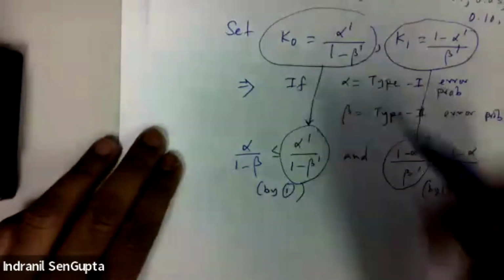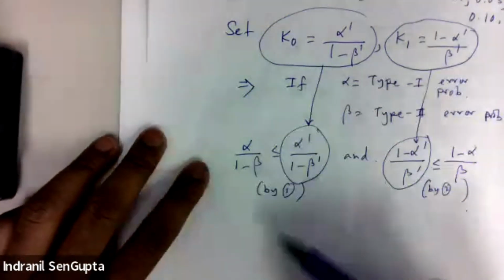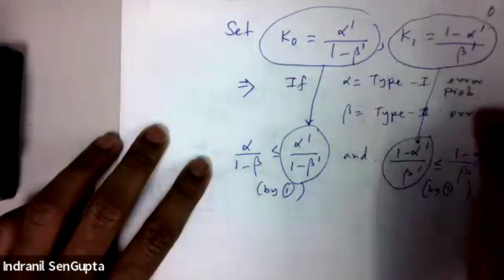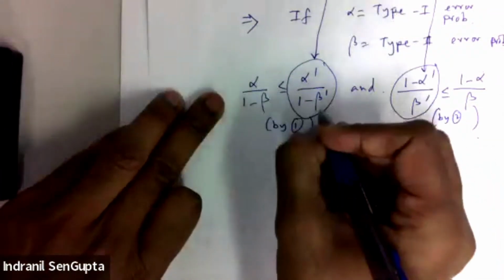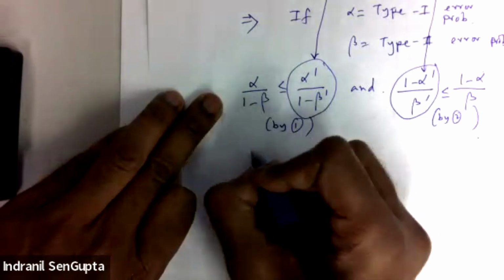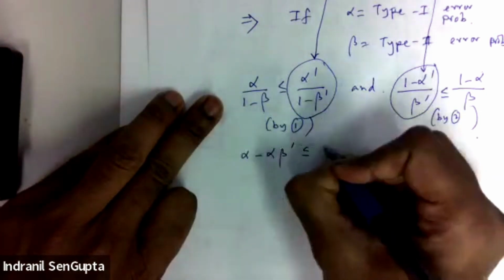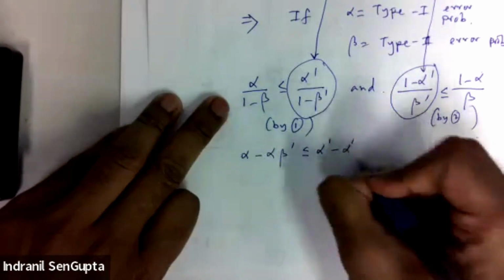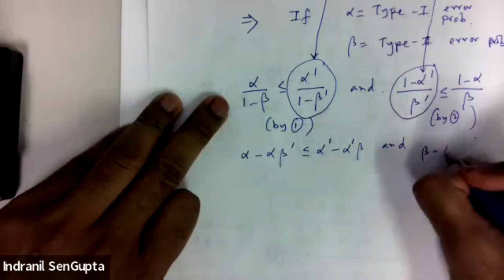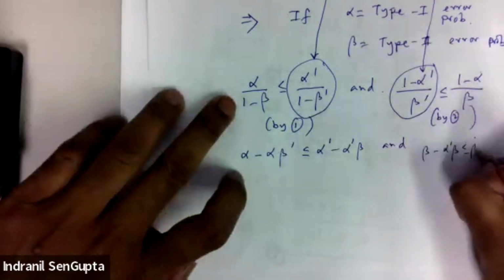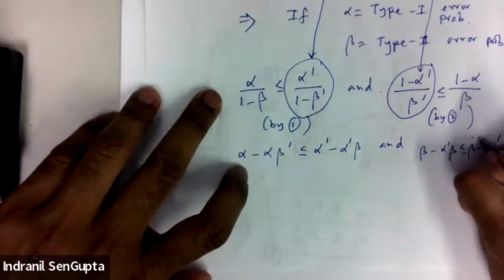Okay. Now you can simplify this. So basically, the first equation and second equation, if I simplify, the way to do it is let's FOIL it out. So if I cross multiply, all these numbers are positive, right? So this means alpha minus alpha beta prime is less than or equal to alpha prime minus alpha prime beta. And we have here beta minus alpha prime beta is less than beta prime minus alpha beta prime. Sorry, beta prime.